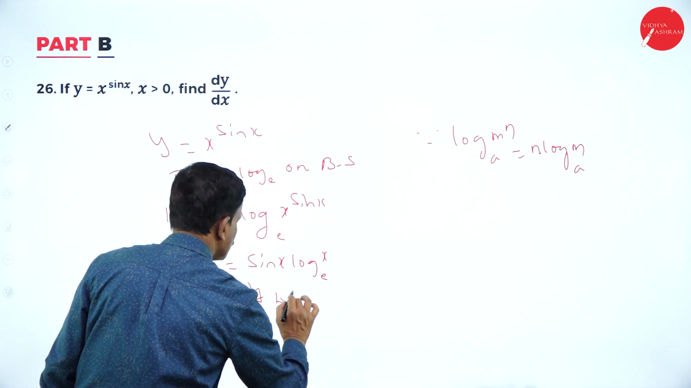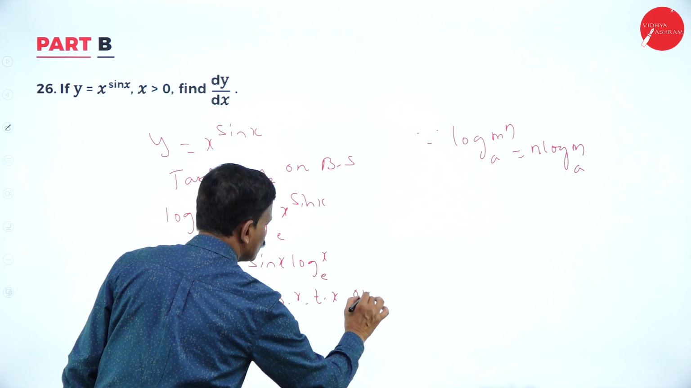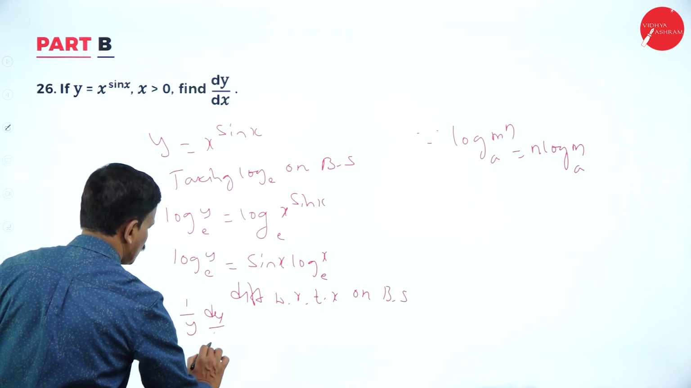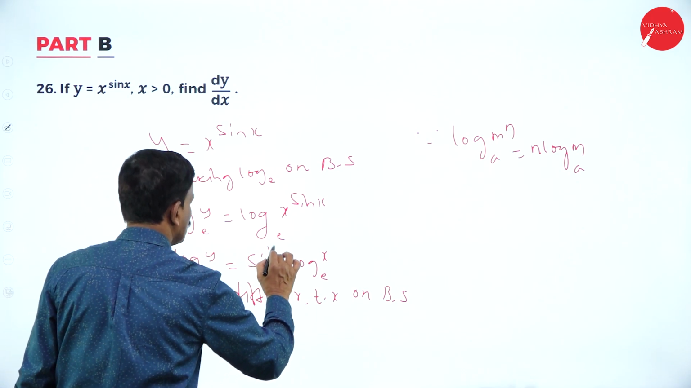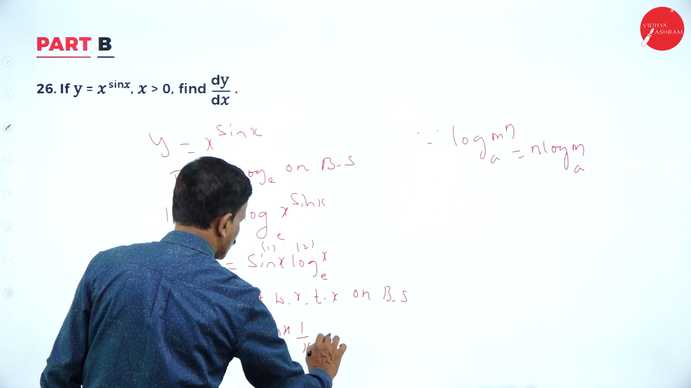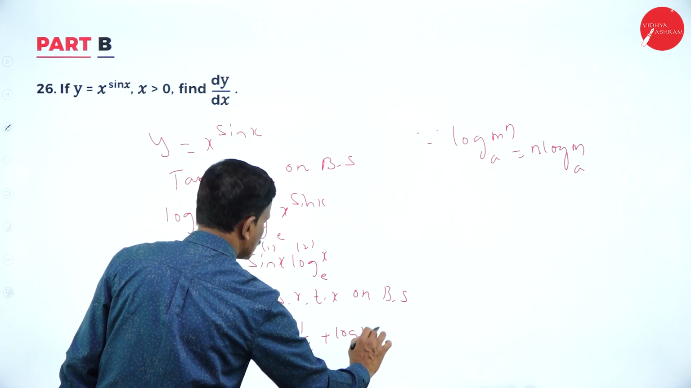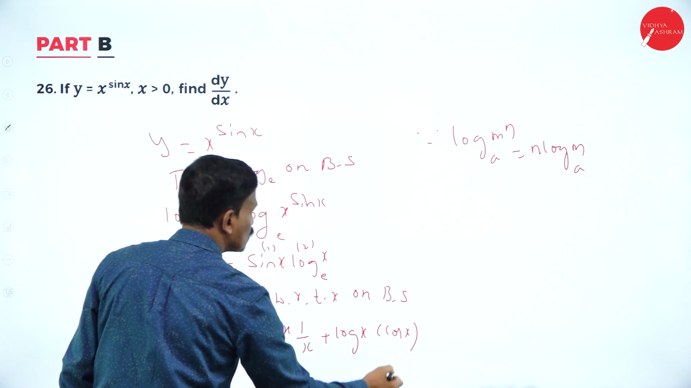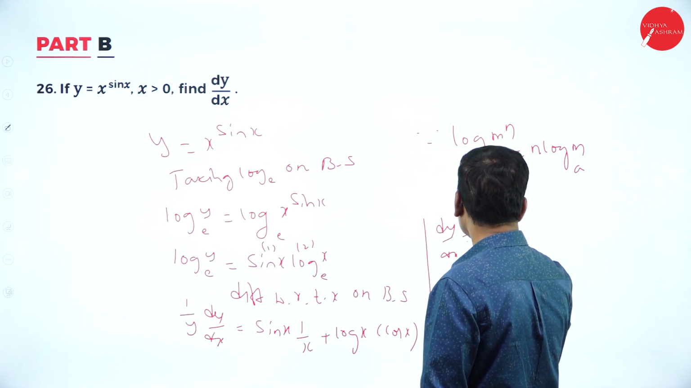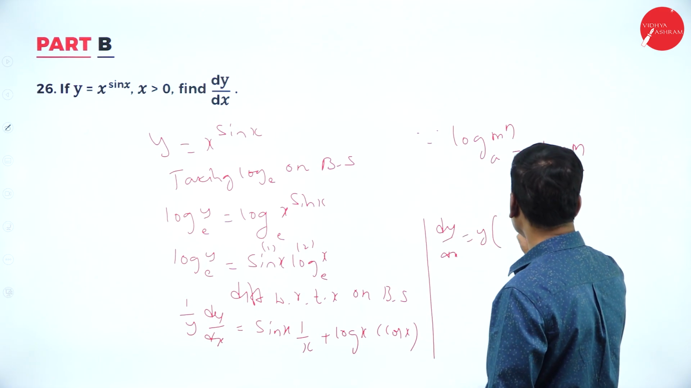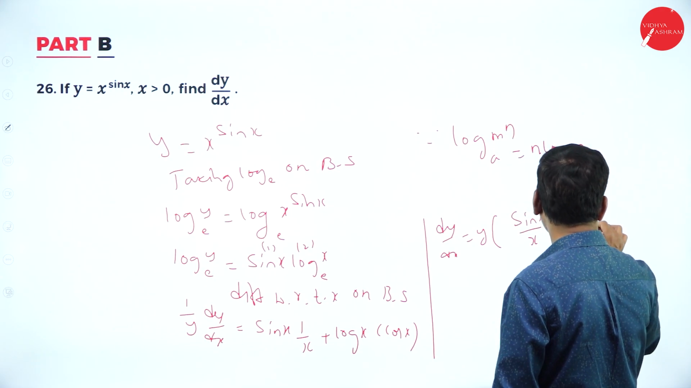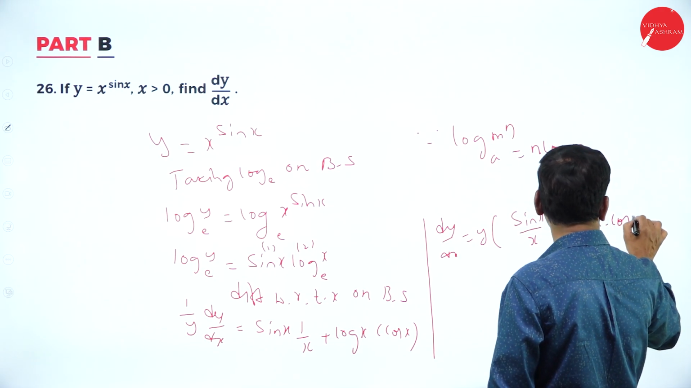Differentiate this. Differentiating with respect to x on both sides. Differentiation of log y is 1 over y dy by dx is equal to product rule. First function, second function. Sin x into differentiation of log x is 1 over x. Log x into differentiation of sin x is cos x. Now, only dy by dx is equal to, transfer this y, into sin x by x plus log x into cos x.